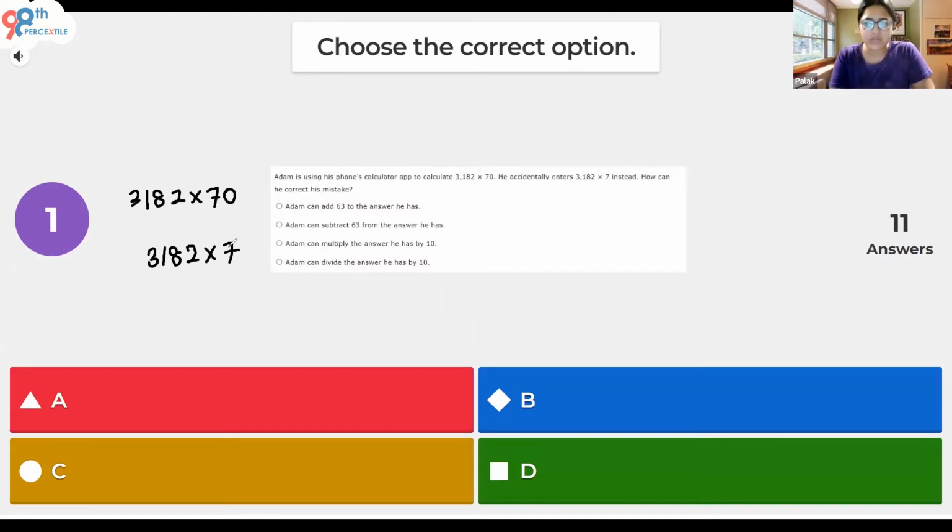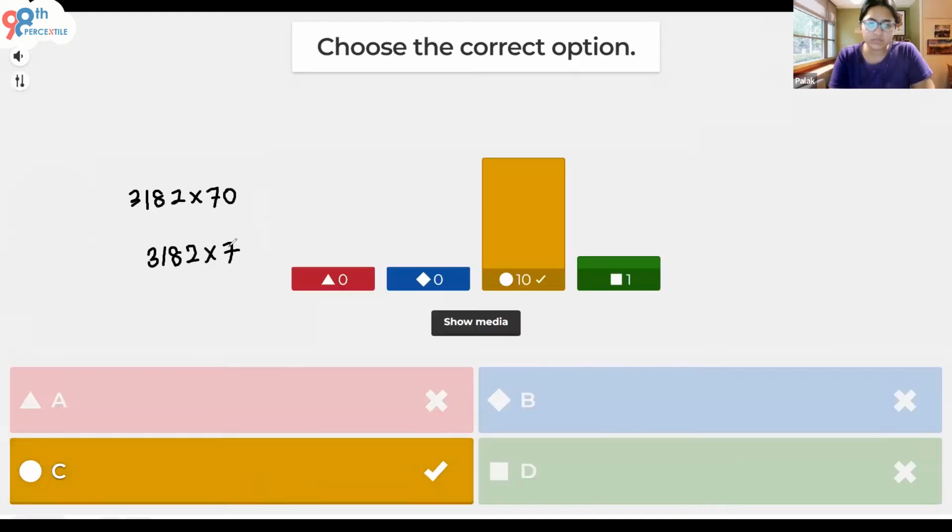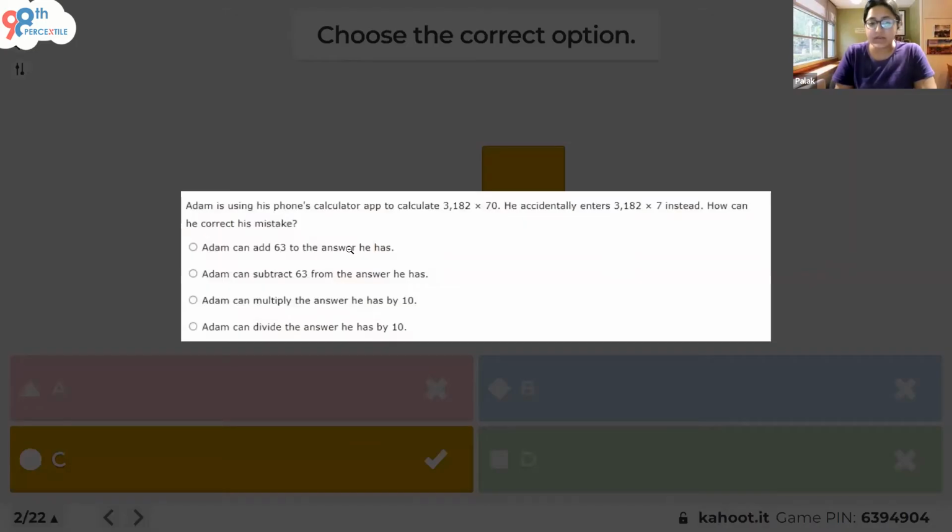Okay, all of you have answered. That's good. One of you was slightly confused, but yes, let's have a look at what the answer is and how exactly it's going to work. So Adam is using his phone's calculator. He wanted to multiply 3182 times 70, and he accidentally enters times 7 instead of 70. So he needs to multiply the answer by 10. Since in the question he divided by 10, now he needs to multiply by 10.